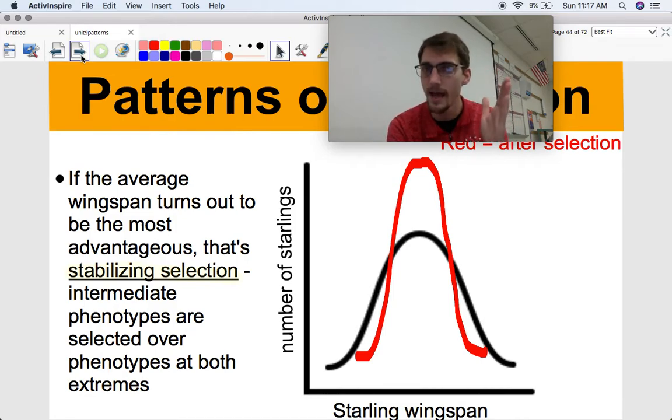So it's bad to have small wingspans and it's bad to have large wingspans. And it's good to be right in the middle. That's what we call stabilizing selection. And this is what that graph is going to look like, right? We're going to expect far more individuals right in the middle and far fewer individuals on either end if that type of natural selection is occurring.